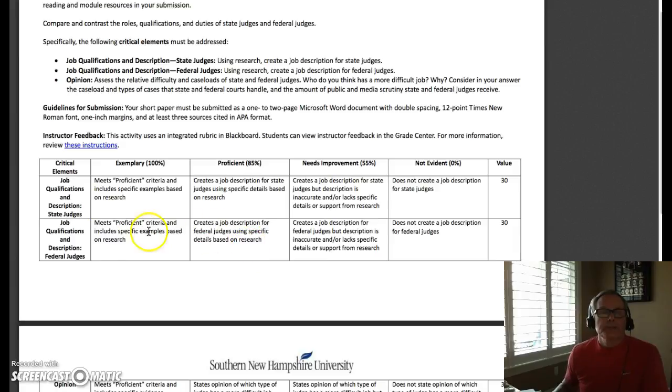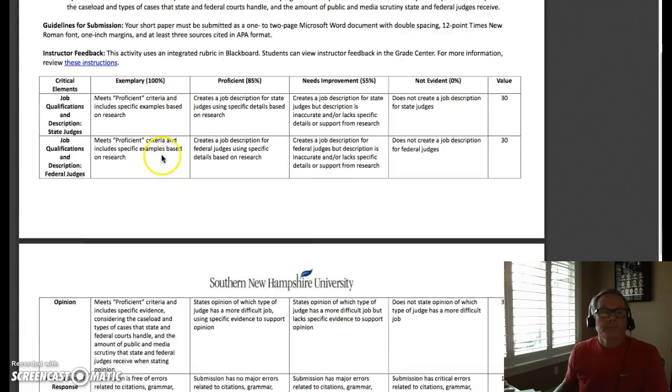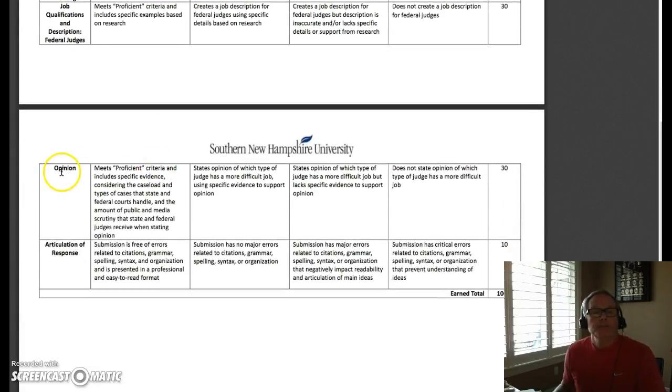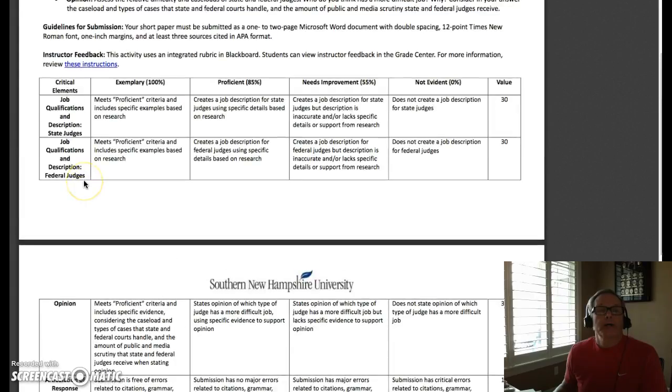So that's basically the same for both state judges and federal judges. Job qualifications and descriptions. You have to do a job description and what are the qualifications for the job. All right. And then, like I said, since we have 50 states, you may have different criteria. So I would limit it to a state, and then as you prepare your paper, tell me what state it is. Right? Then you have to have an opinion section.